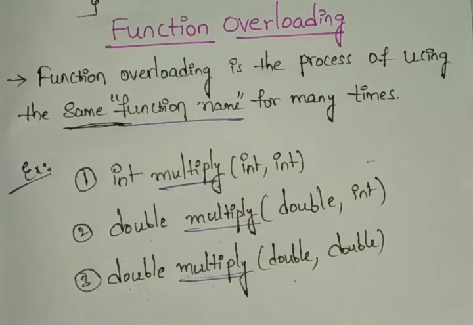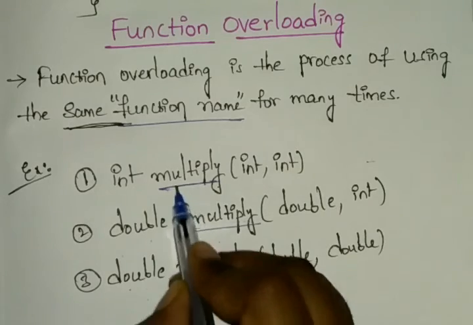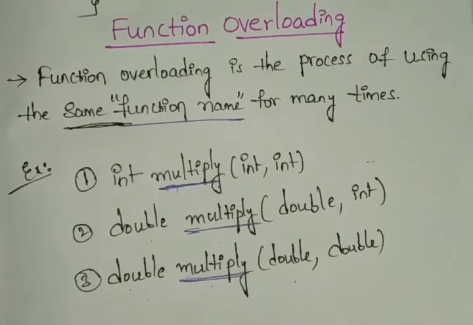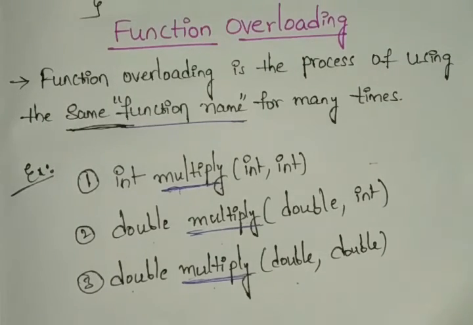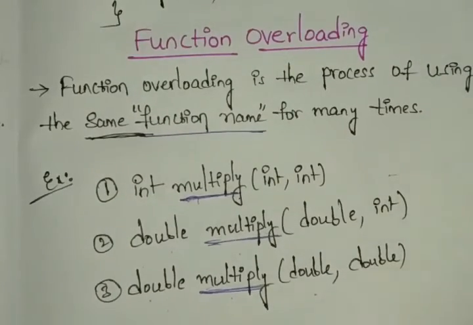Just remember what function overloading means. With the same function name we are passing our functions. So you can see here with multiply we are passing all of this. This is our function overloading. And if we need to pass our arrays into the functions, how will it look?